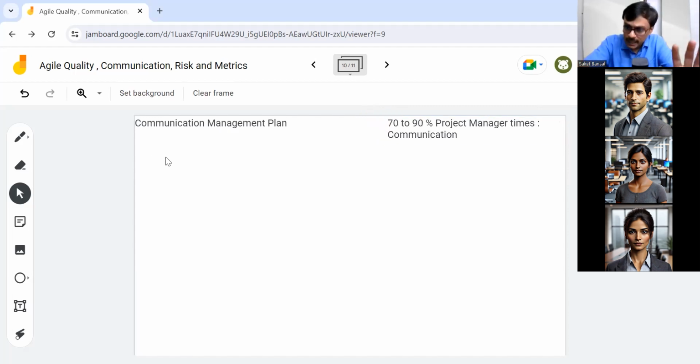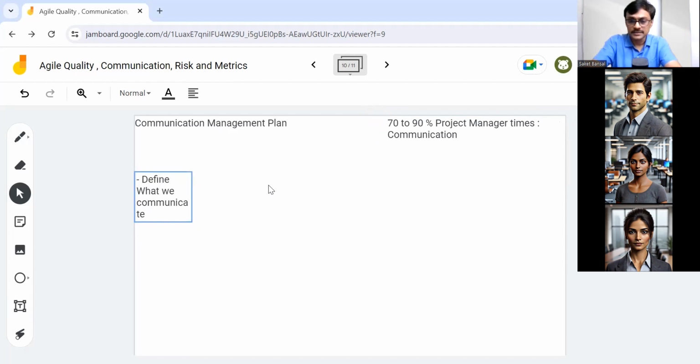Now, we need to have an agreement about how we do communication. Communication management plan is a term we use where we define what we communicate. So for example, you can say that there will be a status review, there will be a product demo, there will be an escalation, there will be a defect. So we need to define what types of communications are happening.